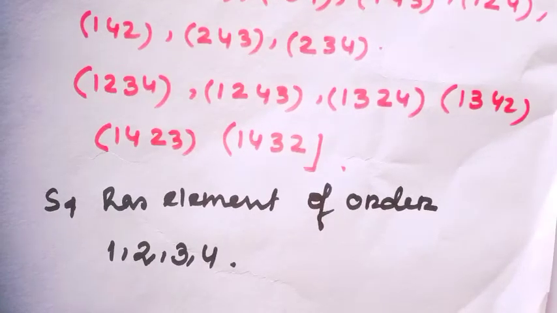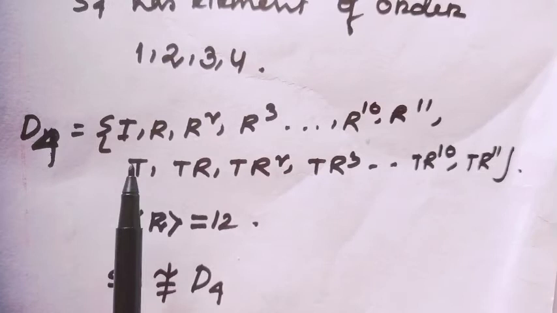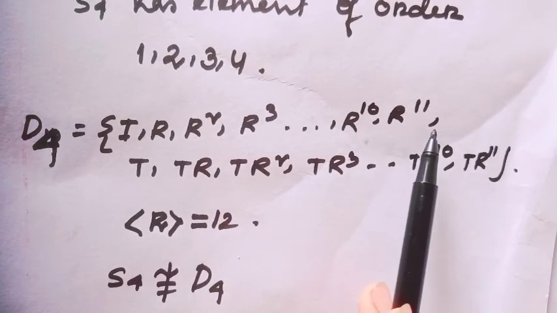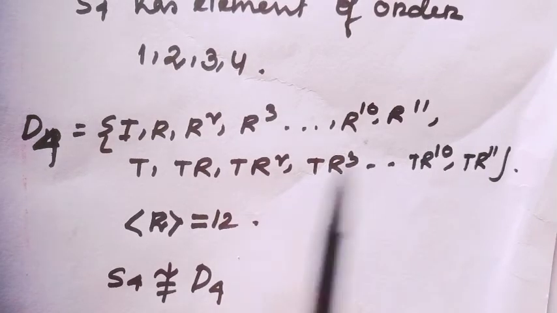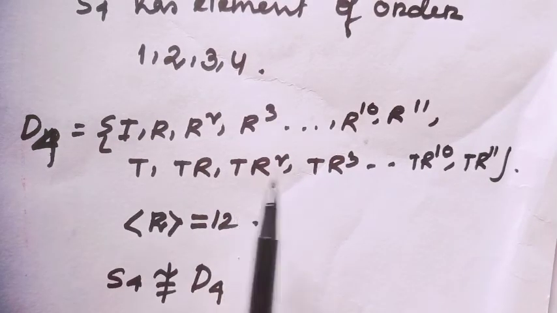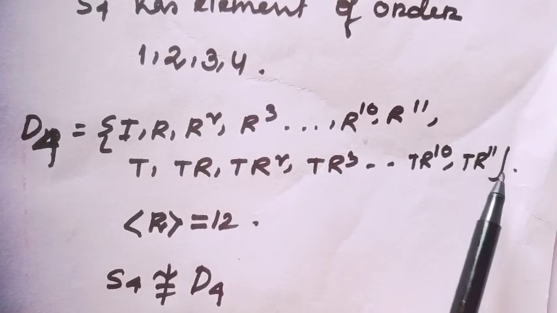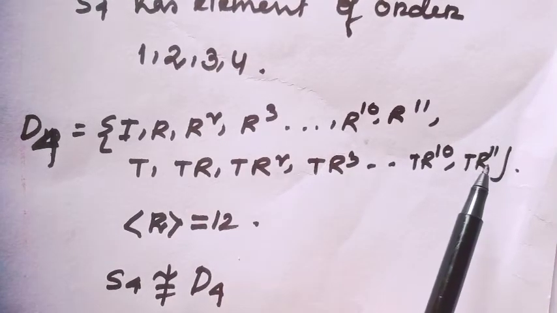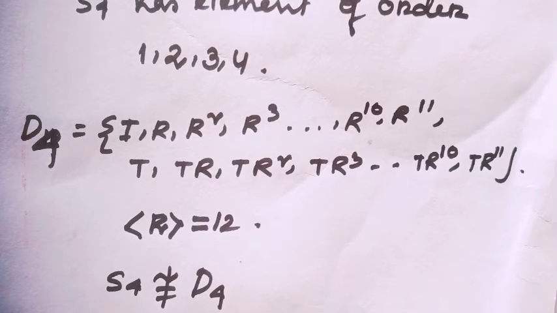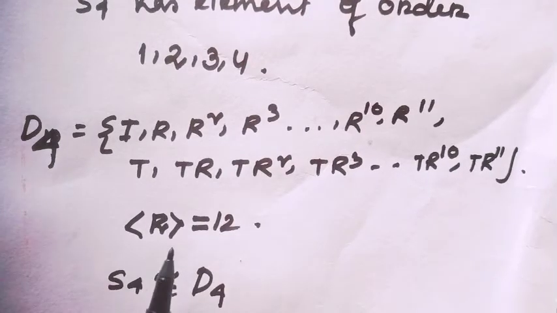Okay? And D12 contains the identity, R, R squared, R cubed up to R to the power 11. Here R is a rotation and the others are reflections. That means T, TR, TR squared, TR cubed up to TR to the power 11. Okay? And all of us know R to the power 12 equals identity. So the order of the rotation is 12. So there exists a cyclic subgroup of order 12.